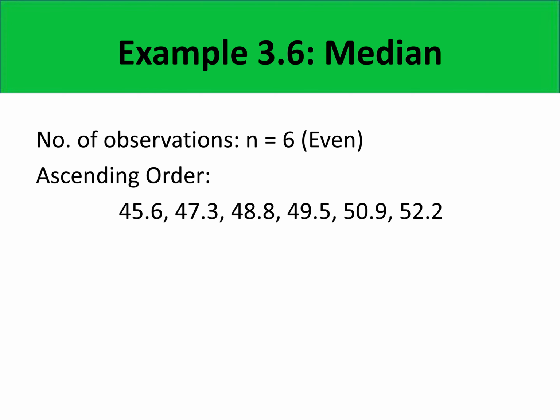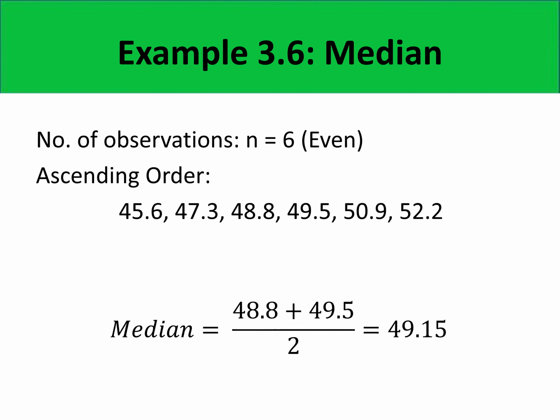Now, since the number of observations is even, there would be two middle values, and these are 48.8 and 49.5. So getting the average of these two middle values, which is 49.15, is our median.